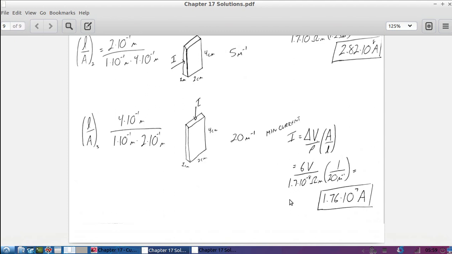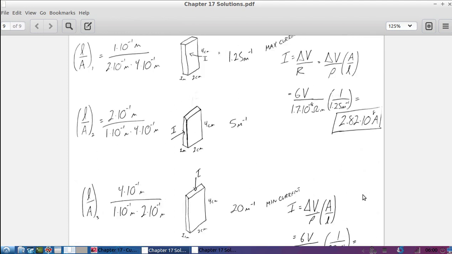Minimum current, same process, so it's same resistivity of copper, but my area over length ratio is 1 over 20 inverse meters. Okay, again, this is flipped, right, because I calculated L over A, and I get a minimum current of 1.6 times 10 to the 7 amps.